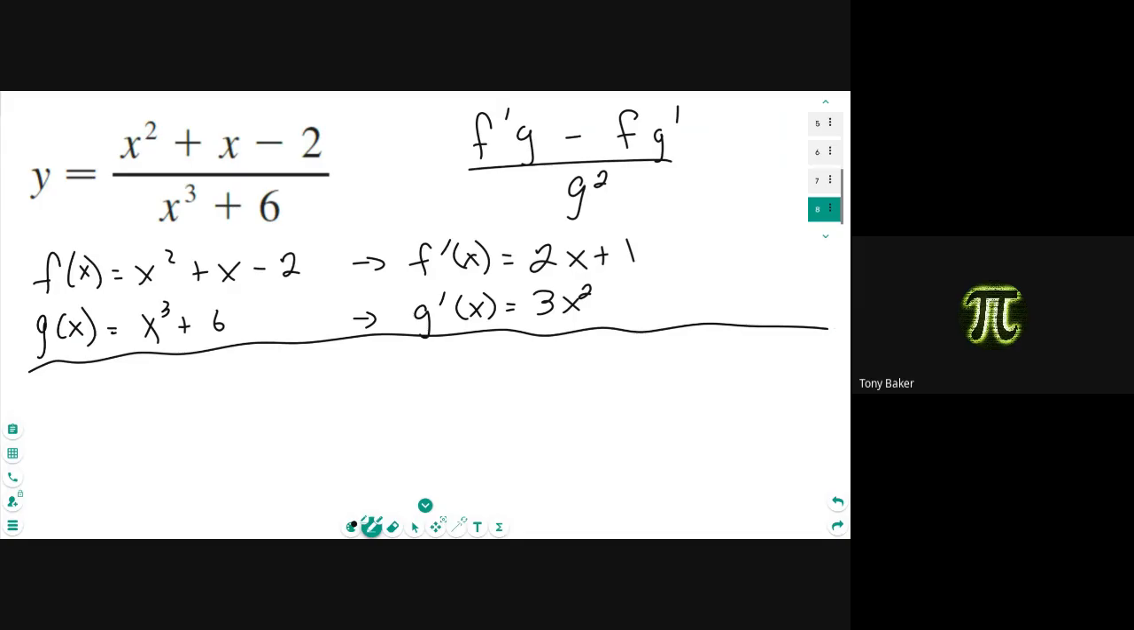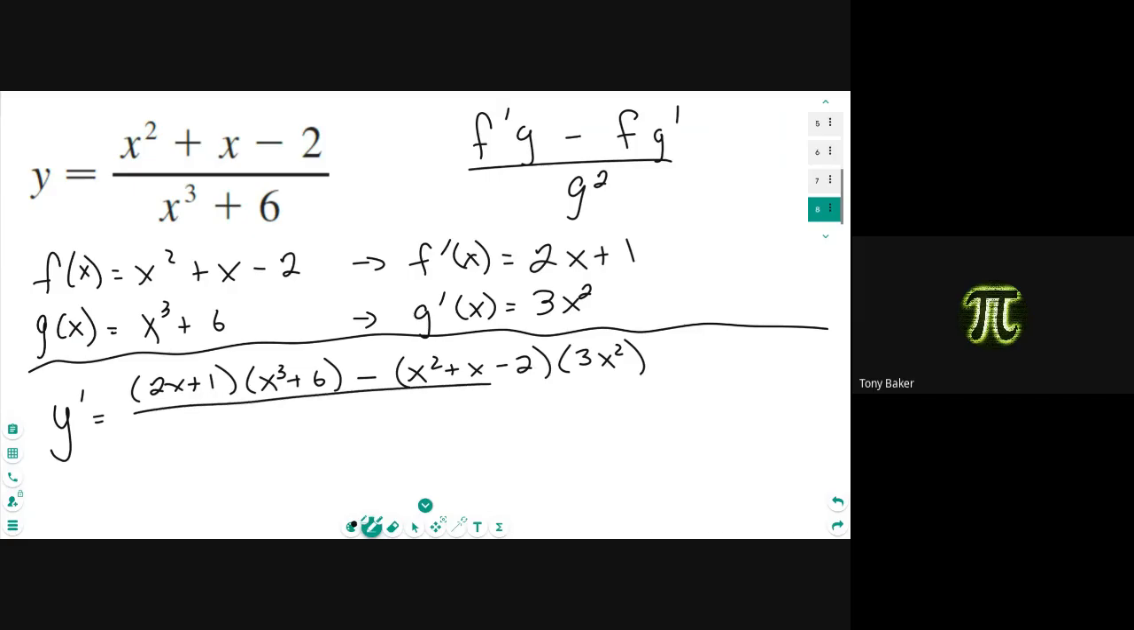So far, nothing's different than the multiplication rule. Same process. Find each piece, find the derivative of each piece. Now we just plug into the rule. So f prime is 2x plus 1 times g minus f times g prime all over g squared.